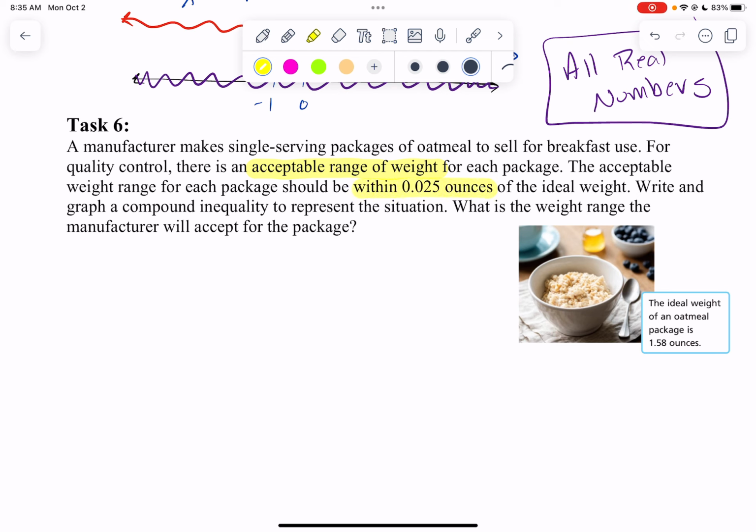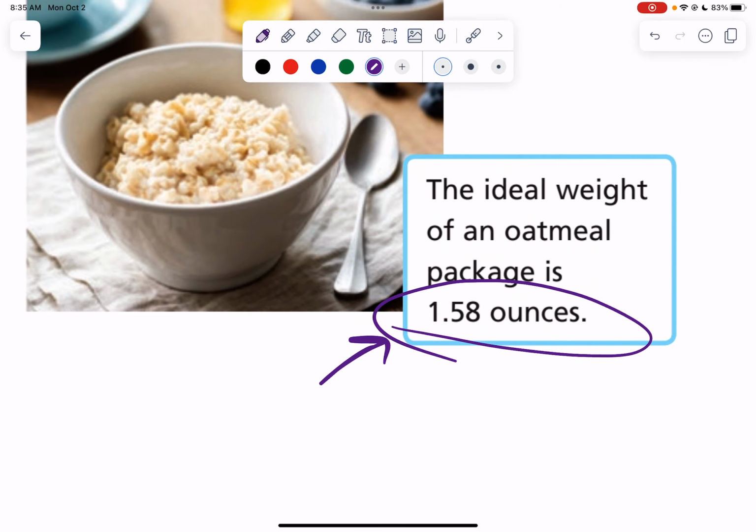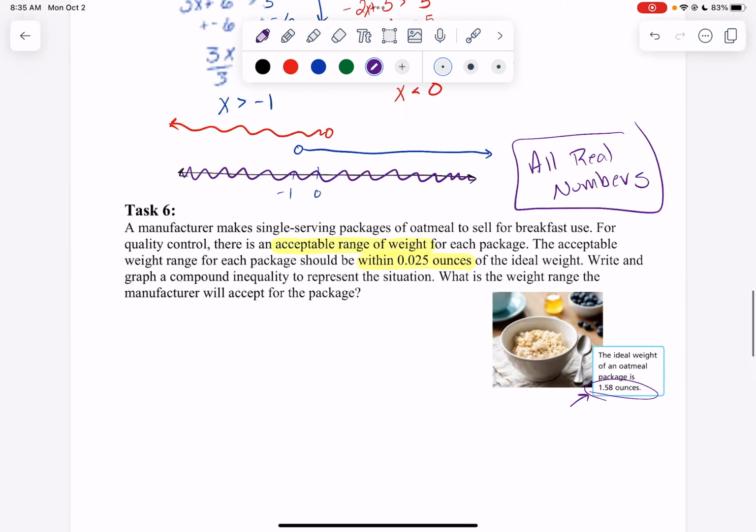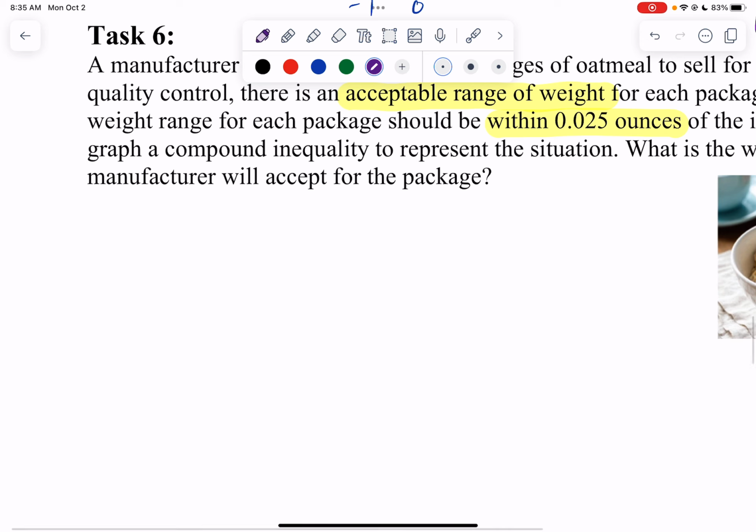So write and graph a compound inequality to represent the situation. What is the weight range the manufacturer will accept for the package? If you notice over here in the picture, the ideal weight of an oatmeal package is 1.5 ounces. So basically, I need to be between. So I'm going to start again by writing a verbal model. I talk about this all the time. I'm still waiting for you guys to write them. Whenever you're dealing with a word problem, write a bit of a verbal model first.